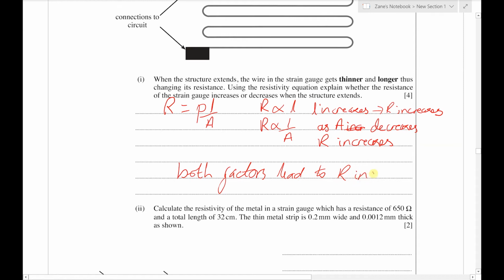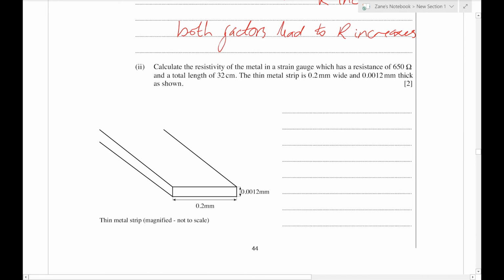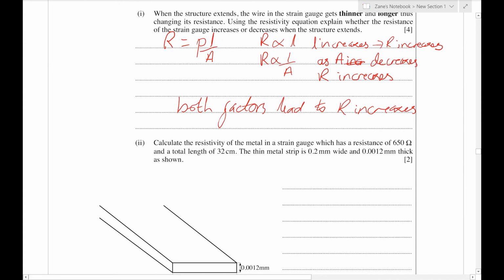And that's our final answer there. On the next part of the question, we've got to calculate the resistivity of the metal in a strain gauge. So if we go back to our equation as it is in the data book and simply rearrange it, you'll get that rho is equal to RA over L. Just got to be a little bit careful here with units.